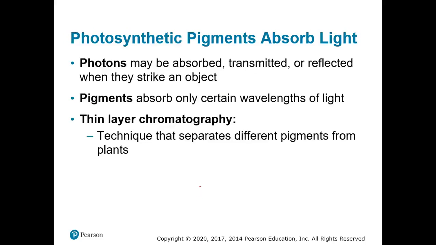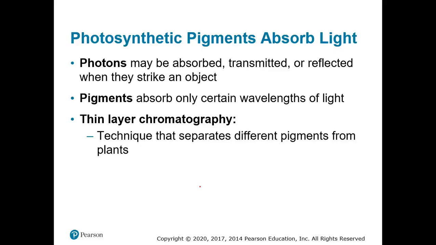Now, photons, remember those little discrete packets of light, can be either absorbed, transmitted, or reflected whenever they strike an object. And pigments, remember, only absorb certain wavelengths. And we can use a lot of really interesting techniques like thin layer chromatography to separate out different pigments from different plants and see what wavelengths of light they would be able to absorb.